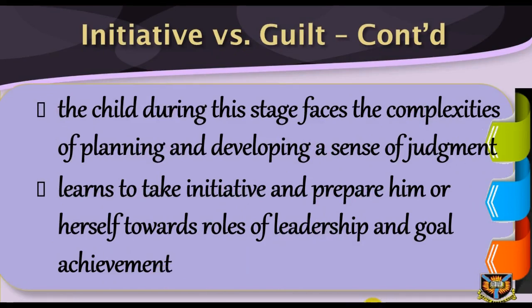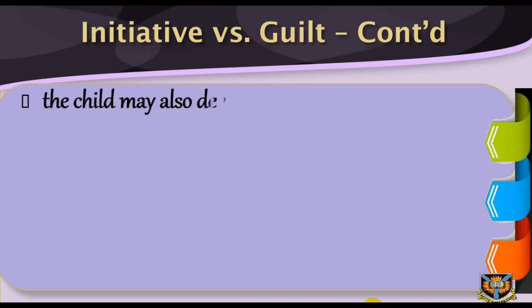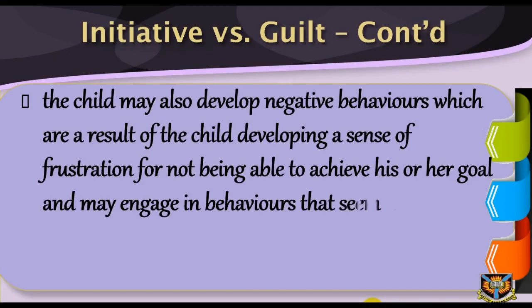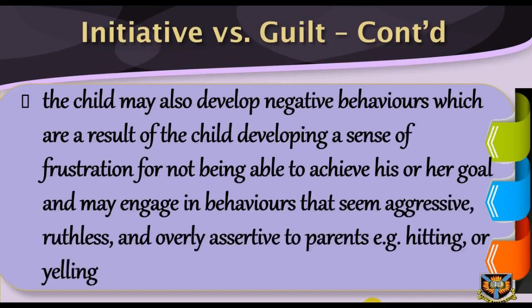Examples include riding a bike without a helmet, both involving self-limits. The child defines his or her own boundaries when taking initiative, such as deciding to cross a street without looking both ways, or choosing to ride a bike at his or her own pace with no helmet. Within instances requiring initiative, such as those previously mentioned, the child may also develop negative behaviors. These behaviors are a result of the child developing a sense of frustration for not being able to achieve his or her goal as planned, and may engage in behaviors that seem aggressive, ruthless, and overly assertive to parents.